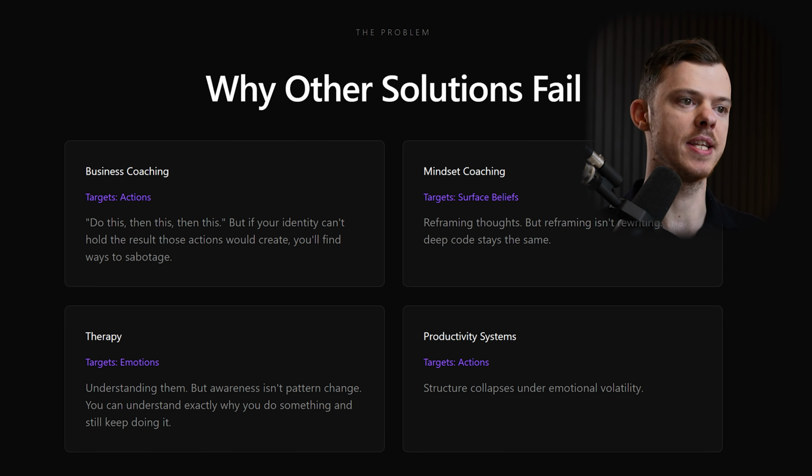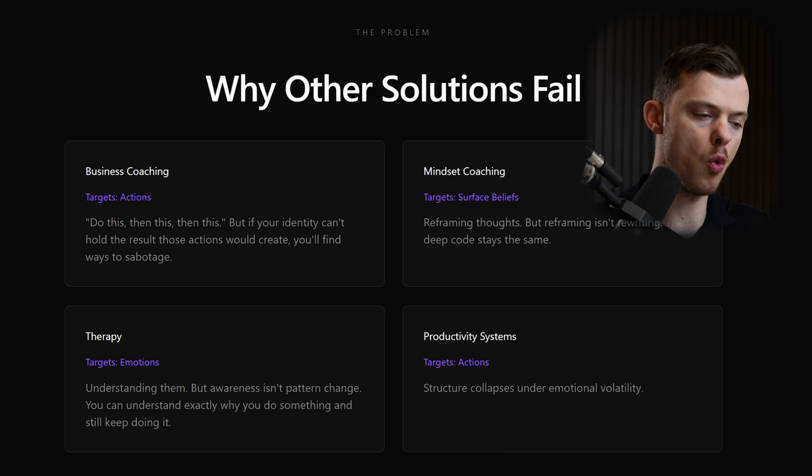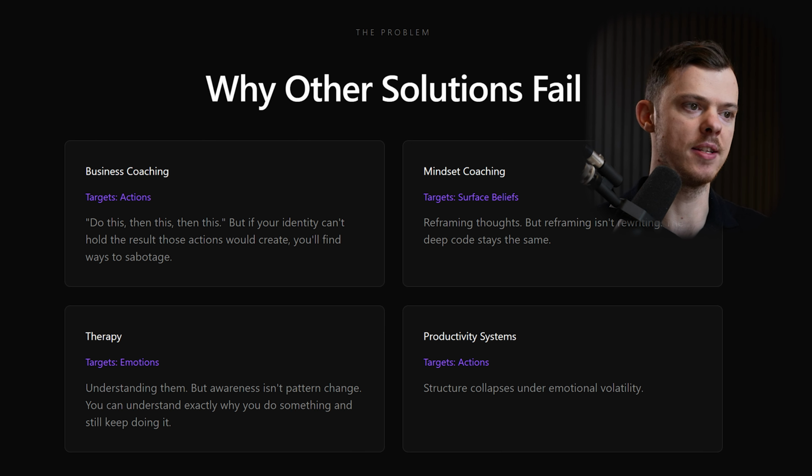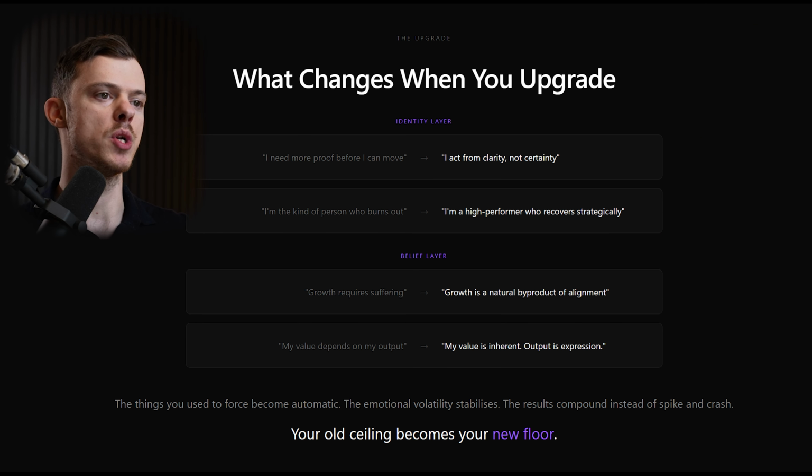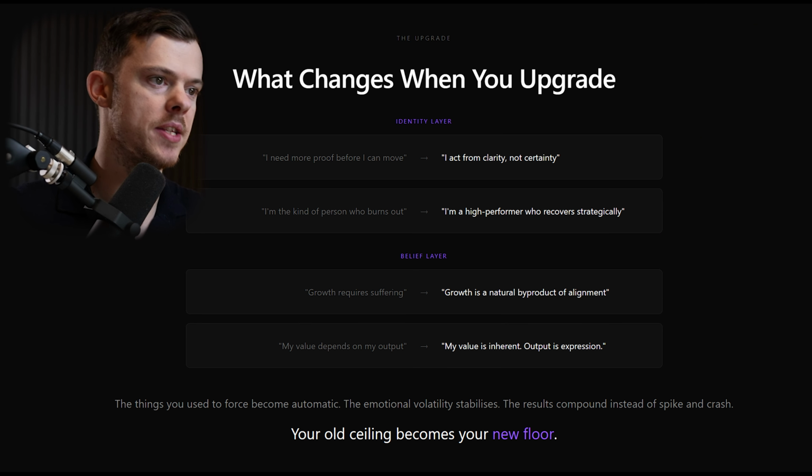And then we have productivity systems, and these focus again on actions, but the structure will always collapse under emotional volatility. All of these solutions work downstream. Sustainable transformation requires upstream intervention. So what happens when you actually upgrade your internal operating system?